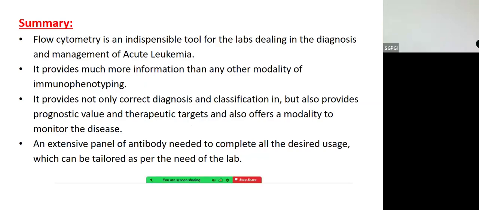wanted to convey is that flow cytometry is an indispensable tool for any lab which is dealing with leukemia lymphoma. It's not only for the diagnosis, but also for many things which are associated with leukemia lymphoma immunophenotyping. Fine. And definitely, the final message is all of you should not think that this is a very fancy technique and this is very difficult. Everything is easier once you start doing that.